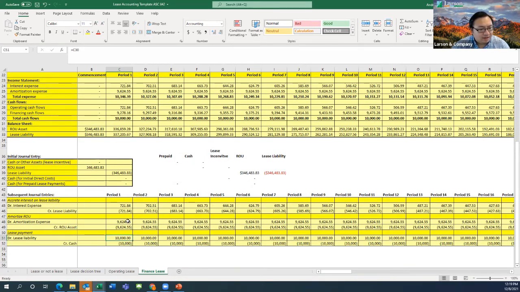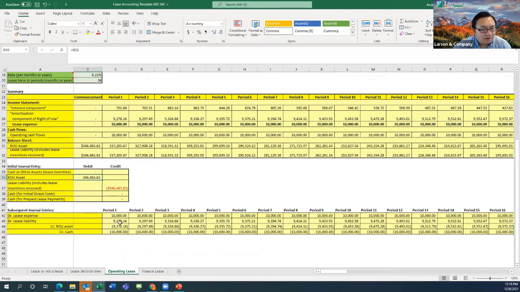So as you can see here, with the same $10,000, there's actually going to be more expense using the finance lease method because we are calculating all of the interest expense and the amortization expense independently. Whereas in operating expense, the interest component or the amortization component is really just kind of flowing through as one line, as a lease expense line.